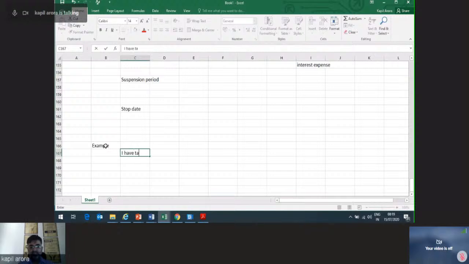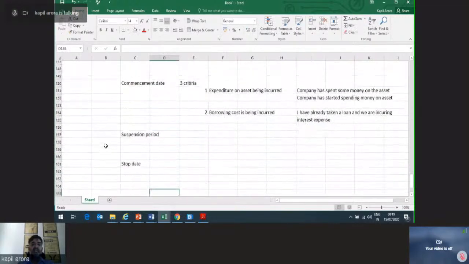I have taken a loan on 1st April 2019, purchased land for construction of building on 1st July 2019. Now my question is criteria 1 and criteria 2.